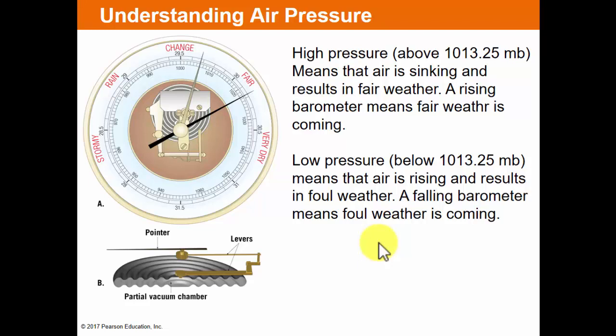And this is sort of a different type of barometer, but instead of using a capillary tube, it uses a vacuum chamber. But the bottom line is when the pressure increases, the needle goes up above 29.92, and as you have high pressure, you have fair weather, and as the pressure drops in the atmosphere, as there are fewer air molecules above your head, and air tends to rise, then you will have foul weather. So high pressure, air is sinking, fair weather; low pressure, air is rising, foul weather. That's a very important concept to understand.